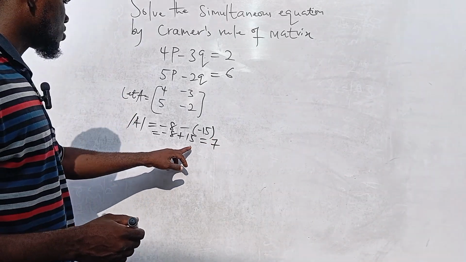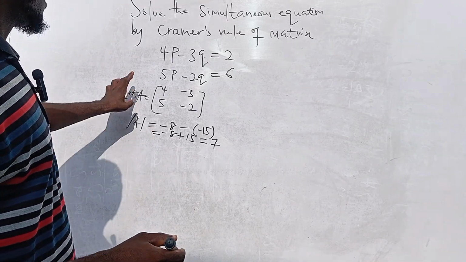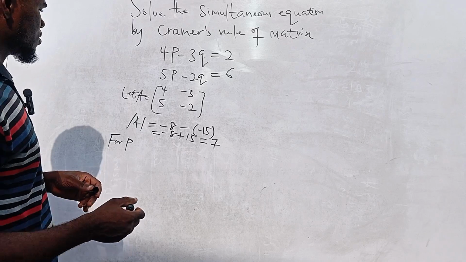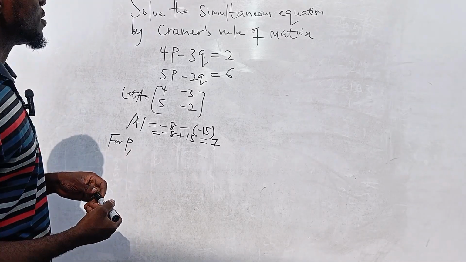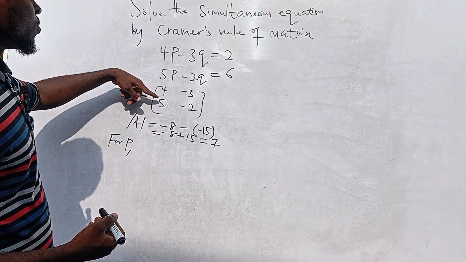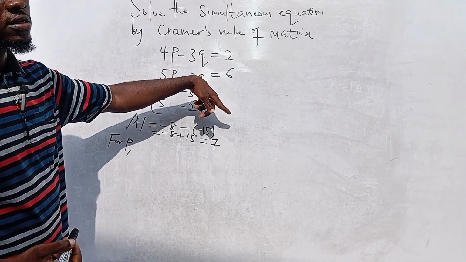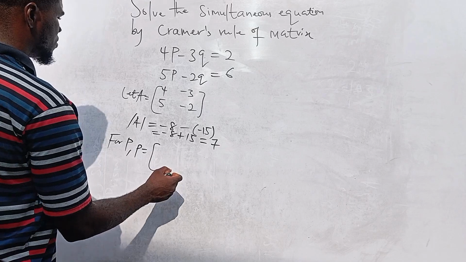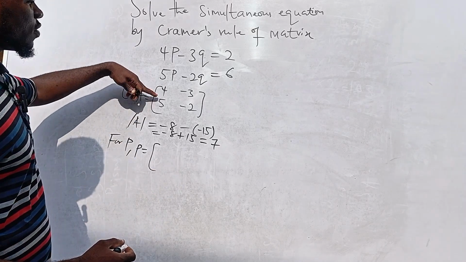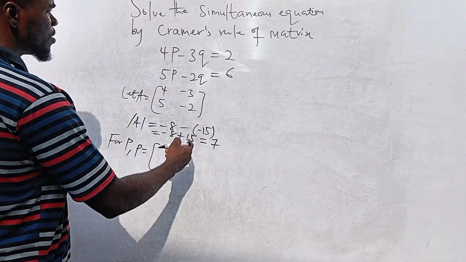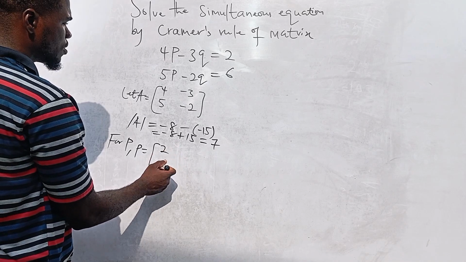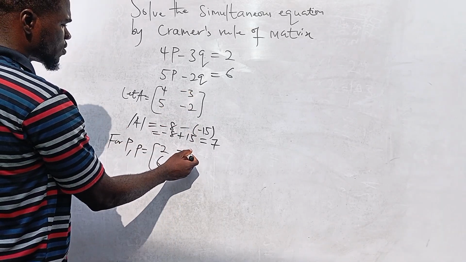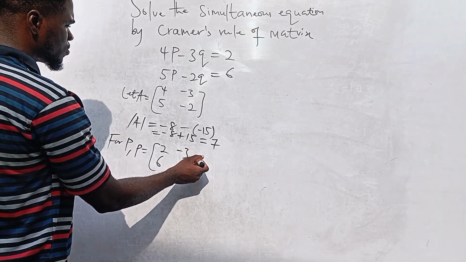Since you've gotten the determinant of the original matrix, for P and for Q, look at what we're going to do. For P, you're going to replace the coefficient of P with the constants. So the matrix P is going to be equal to, you replace the coefficient of P with the constant. That is the method there. The constants are 2 and 6. Then you write the coefficient of Q, which is minus 3 and minus 2.